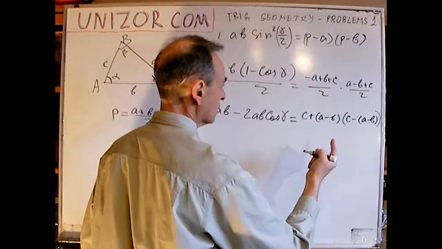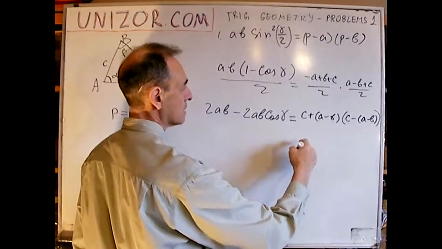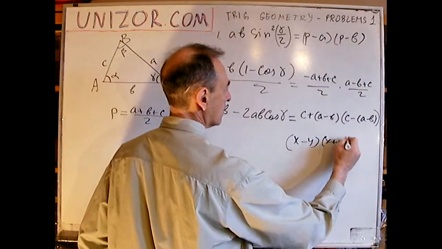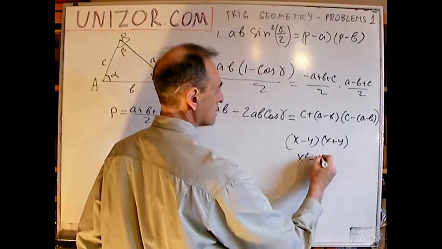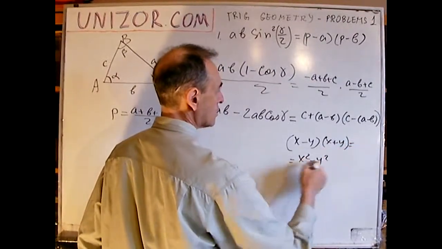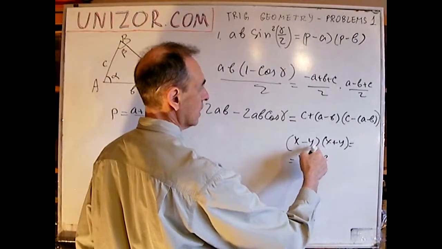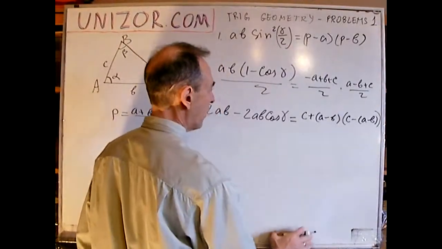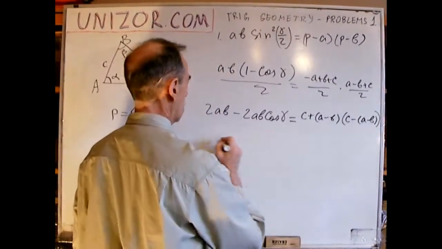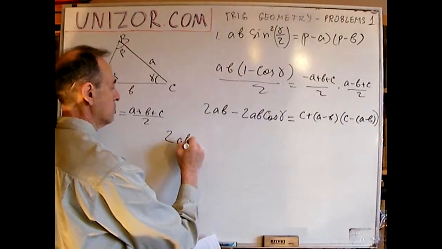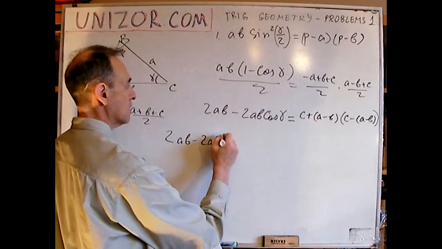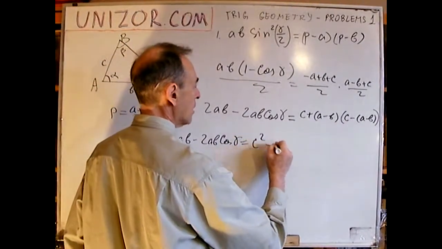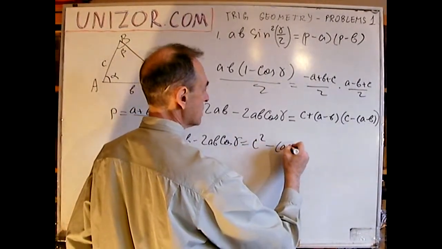Why did I do it? Because it's easier for me. Remember, x minus y times x plus y is x squared minus y squared, right? So x is C, and y is A minus B. So my right part: 2AB minus 2AB cosine gamma equals C squared minus (A minus B) squared.